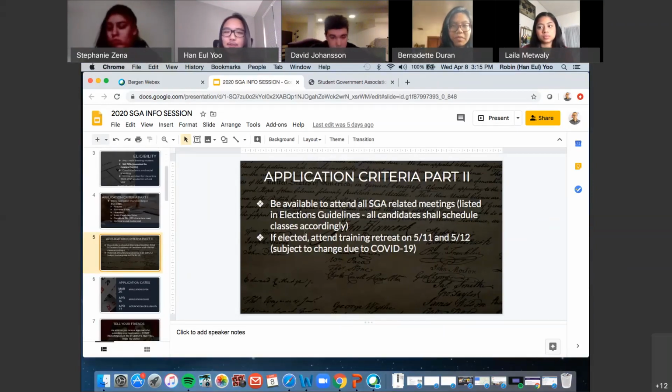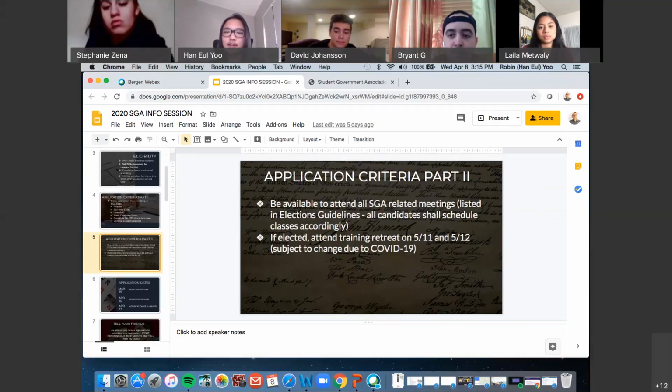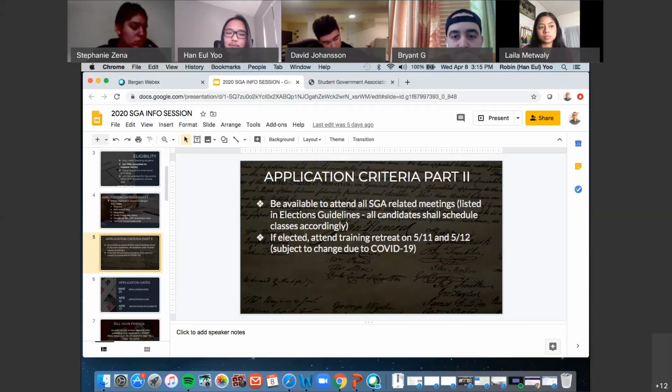We had candidates who couldn't make certain days, and we didn't let them run because it was a major requirement. So everything listed in the elections guidelines, those dates you need to mark on your calendars. You need to block them out. Of course, if there are emergencies, we'll address those. But please make sure to know all the dates that you are required to attend.